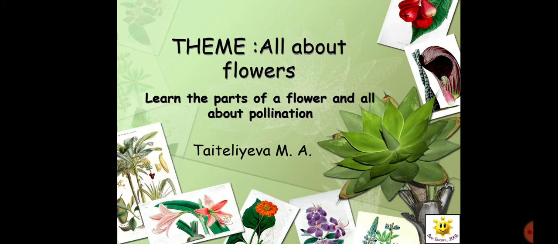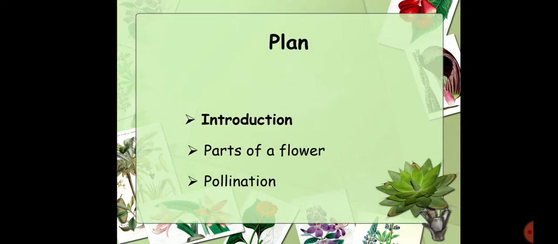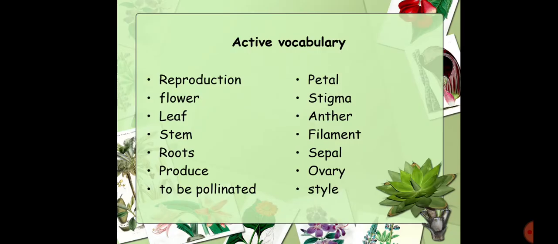Good day, everyone. Today we are going to talk about flowers. Active vocabulary includes such words as reproduction, flower, leaf, stem, roots, produce, to be pollinated, petal, stigma, anther, filament, sepal, ovary, and style.